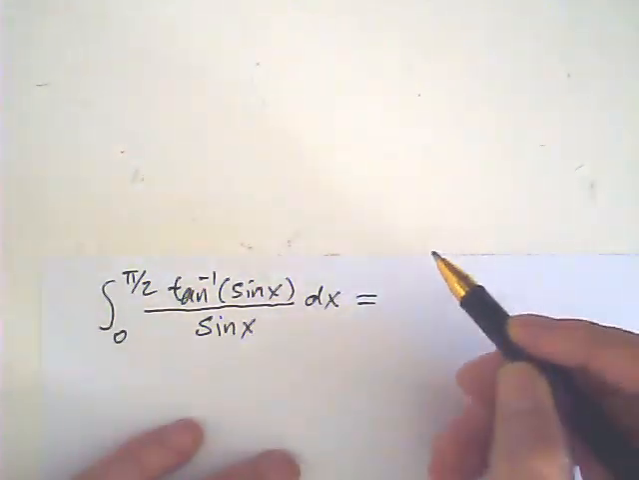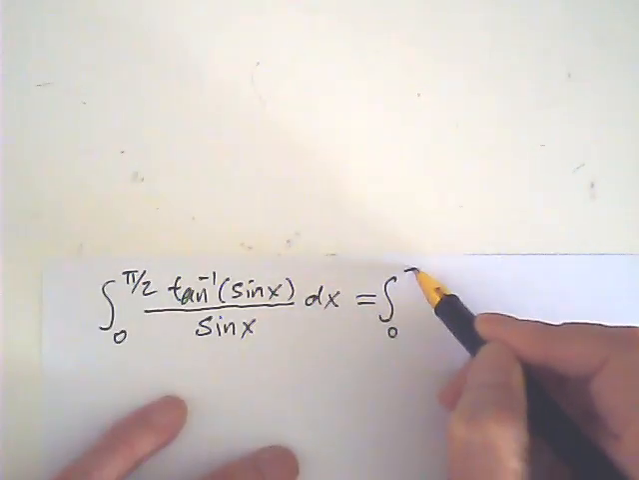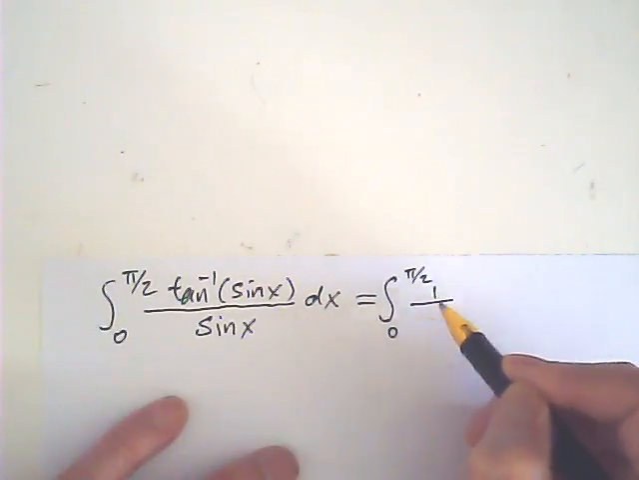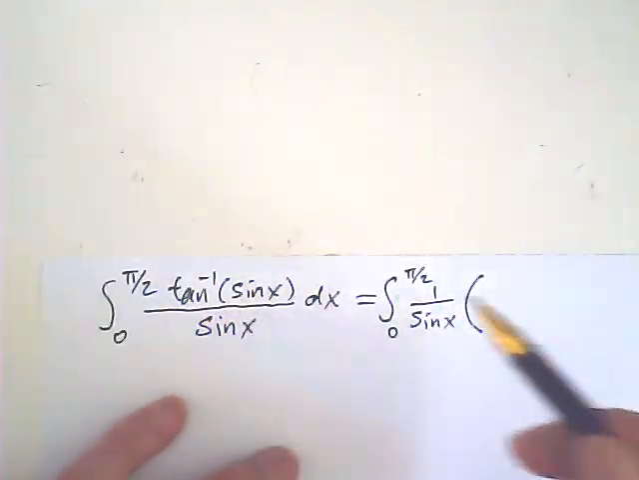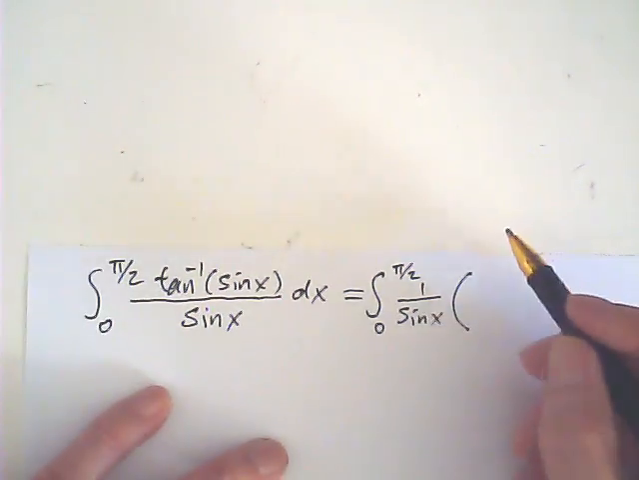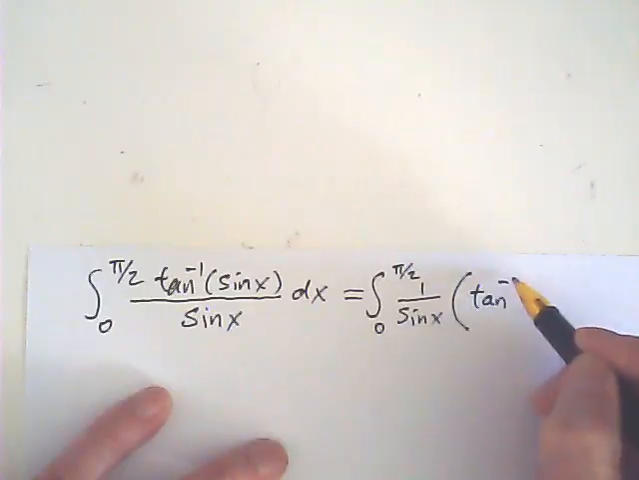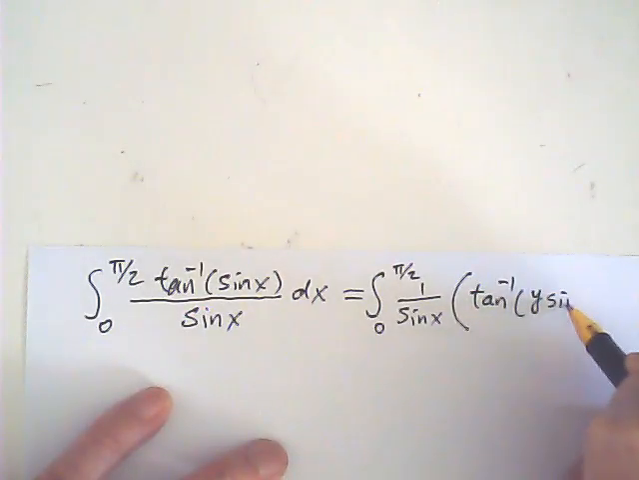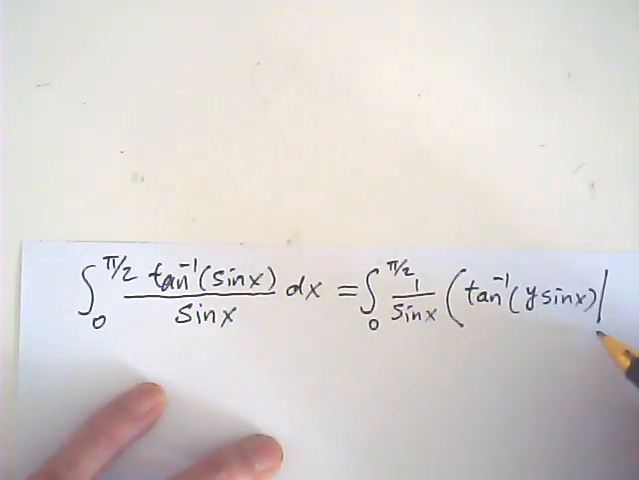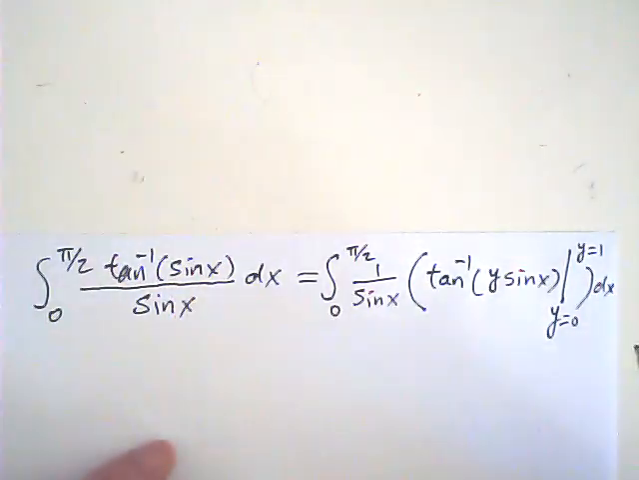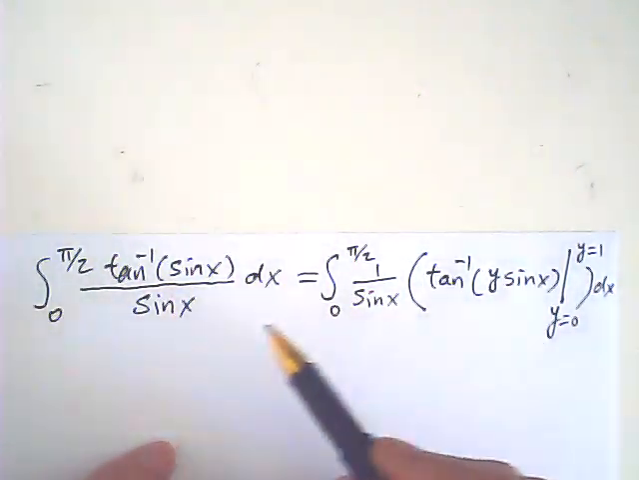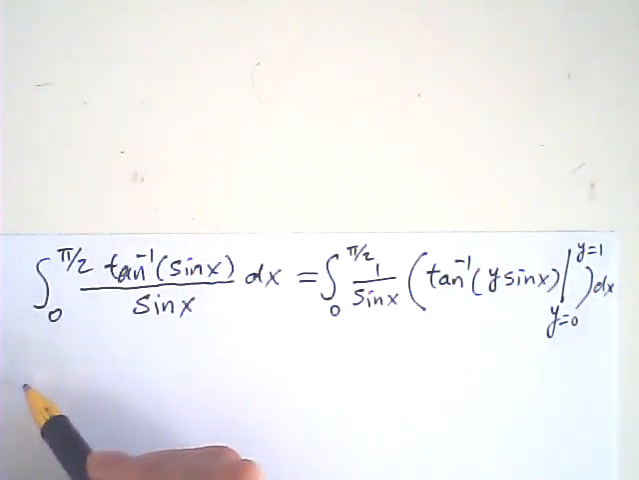Now, this is equal to 1 over sine x, and the arctangent of sine x is considered as the integral of arctangent y times sine x, y is from 0 to y equal to 1, then dx. When y equal to 1 is this, when y equal to 0 is 0. So they are equal.